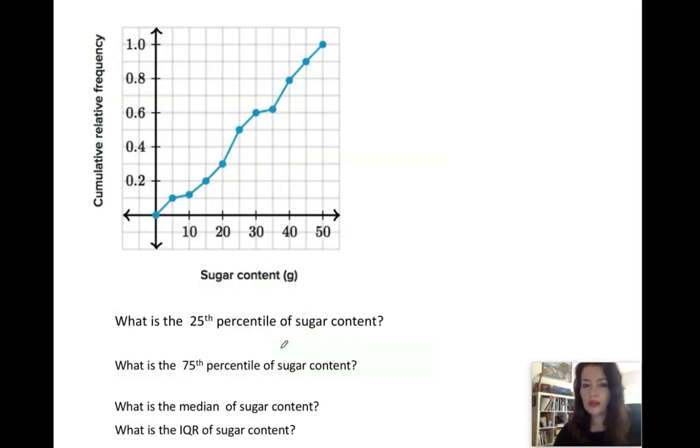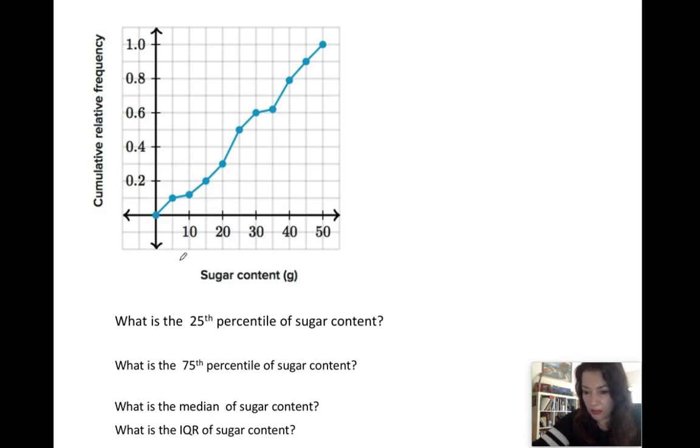All right, so here we're going to look at an example with a cumulative frequency graph. If you can see, the cumulative frequency on the y-axis adds up to 1 always. So this represents percentages. If I converted these numbers, this is 20%, 40%, 60%, 80%, and 100%. So the question asks, what is the 25th percentile of sugar content?